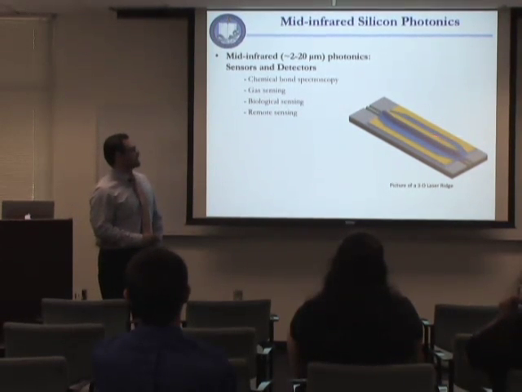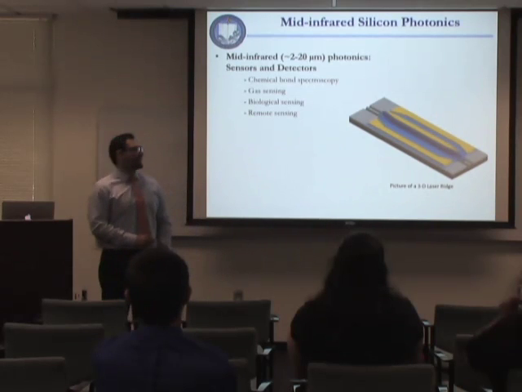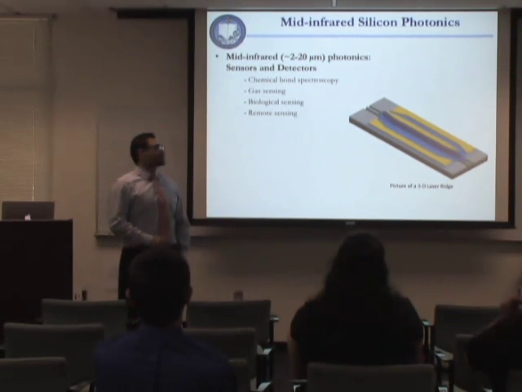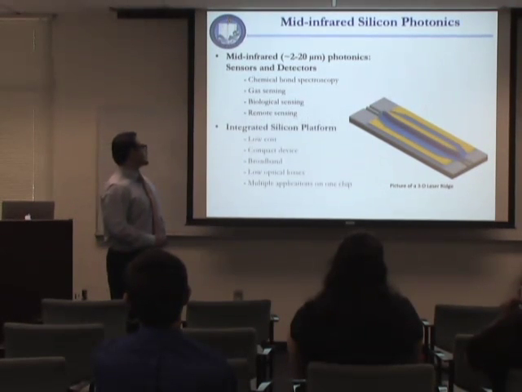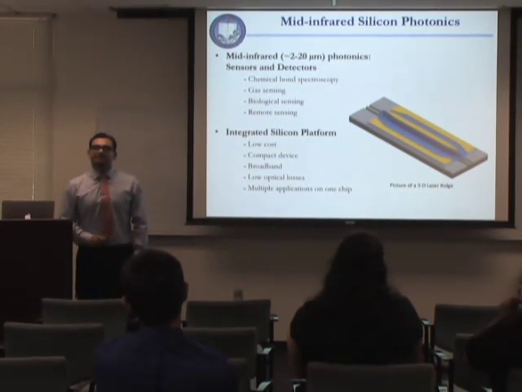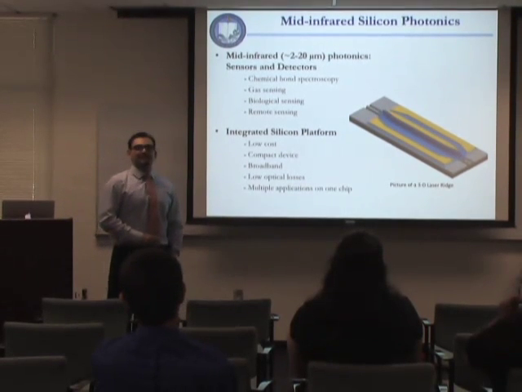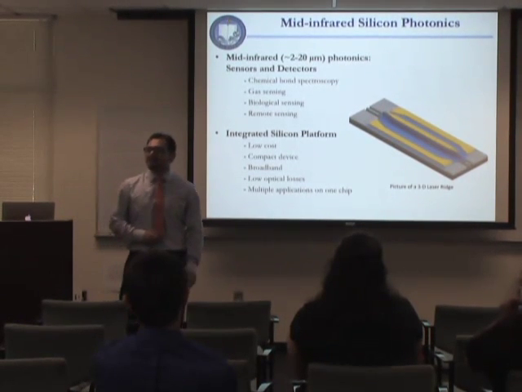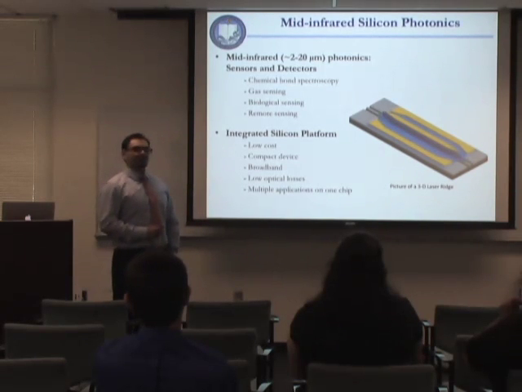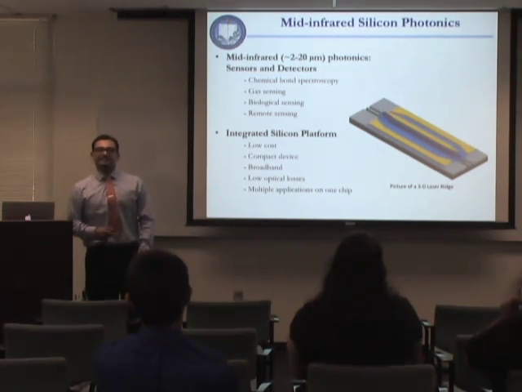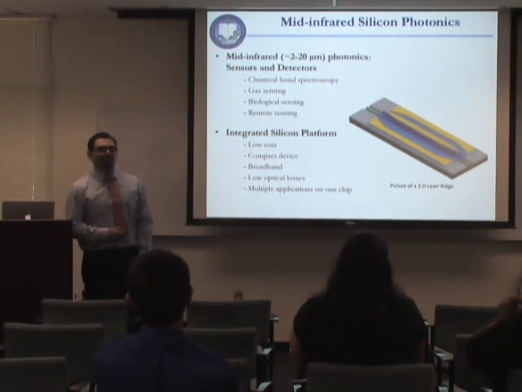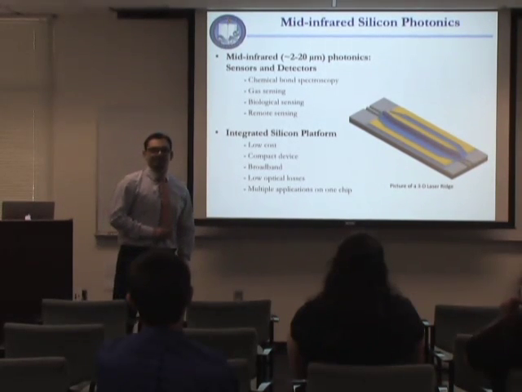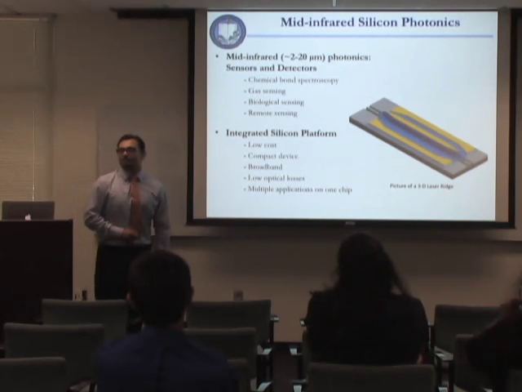Here we have a picture of a quantum cascade laser on top of a silicon platform. We want to use the mid-infrared lasers on silicon because of the many advantages that silicon offers. Mid-infrared silicon photonic integration offers us inexpensive, compact devices with a large optical bandwidth. Not only that, but silicon also offers us, with these silicon waveguides, a low optical loss. So mid-infrared silicon photonic integration is very beneficial to us, and we can have multiple applications on one chip.